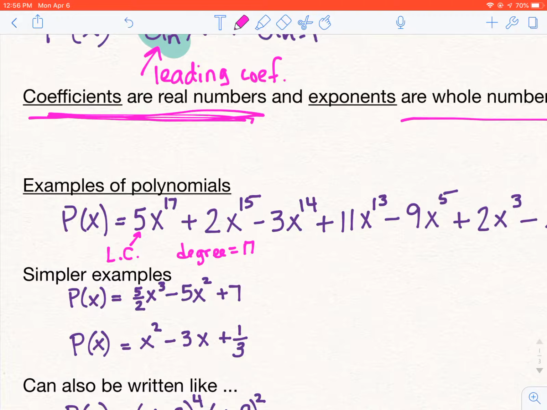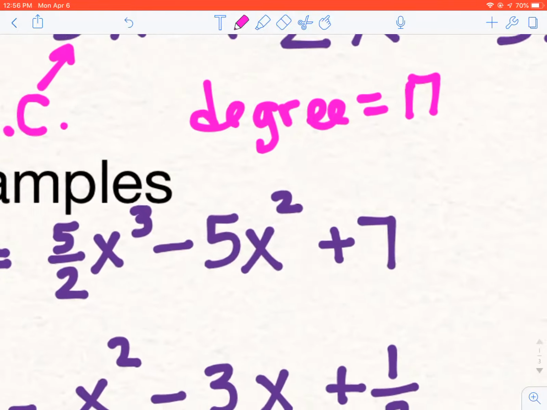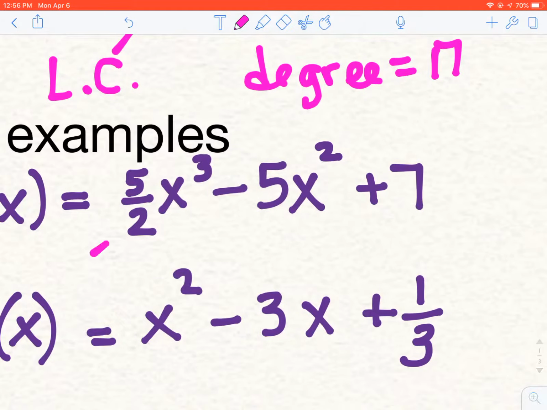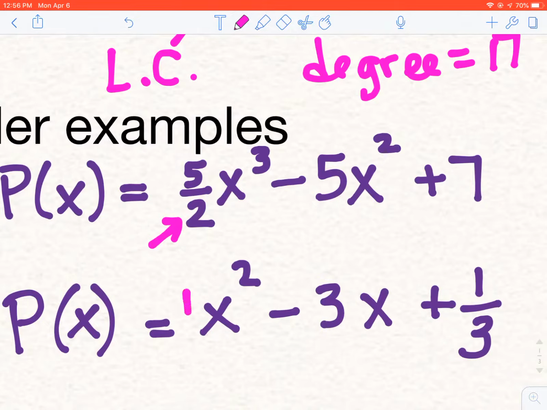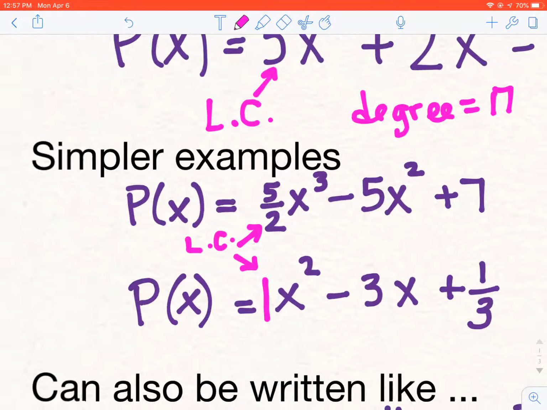All right, so some simpler examples, some things that we might actually encounter in our work, are these two. And notice they're also in standard form. So this is my leading coefficient. And for this second example, my leading coefficient is understood to be a 1. Both of these are my leading coefficients. The first example, the degree is 3. And the second example, the degree is 2. So those are the different examples.